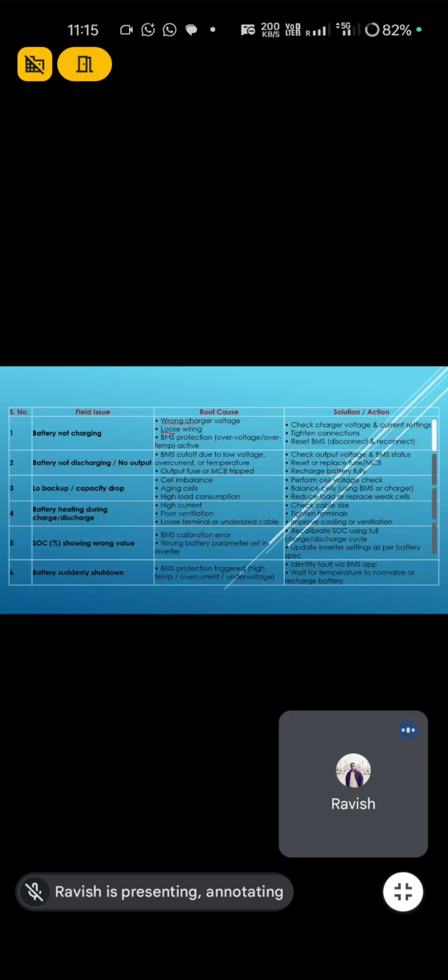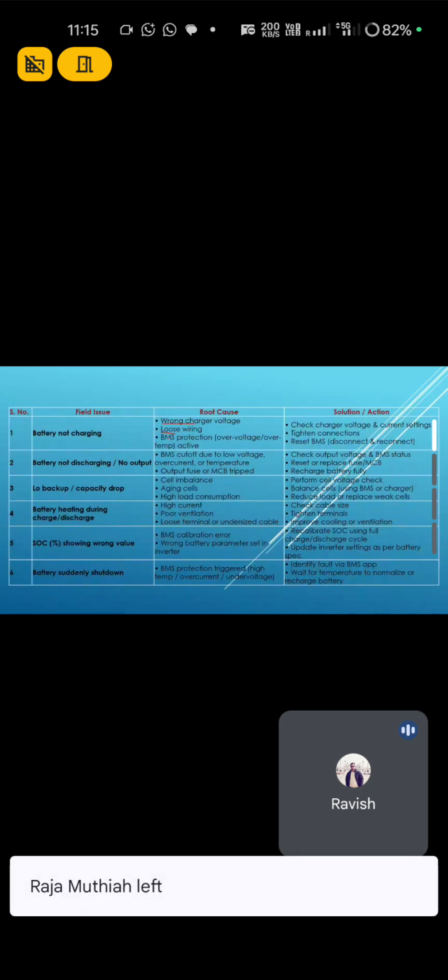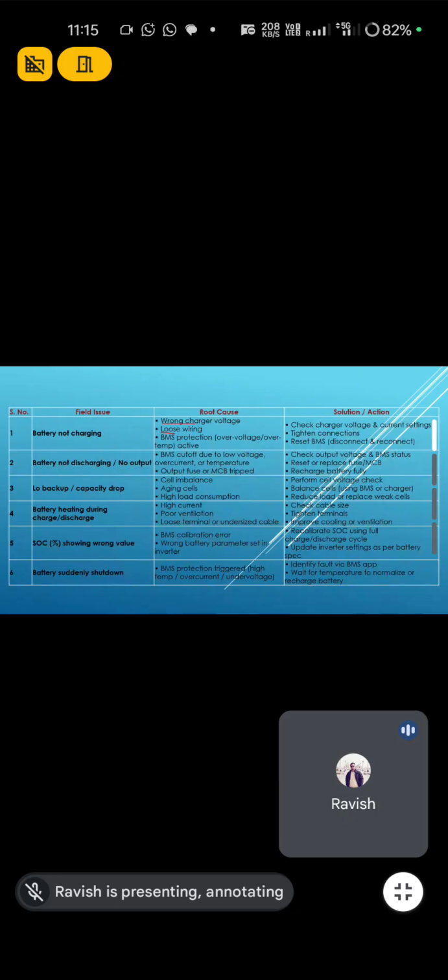This is a root cause, and the solution is to check the charger voltage and current setting. If there is an MPPT charger, then check in the charger. If there is an inverter, then check the charging voltage and current in the inverter.